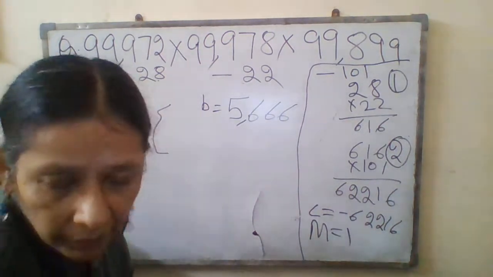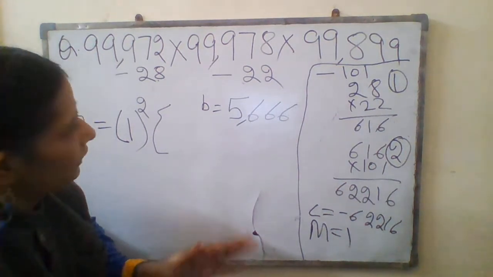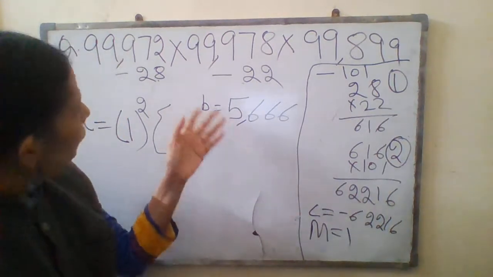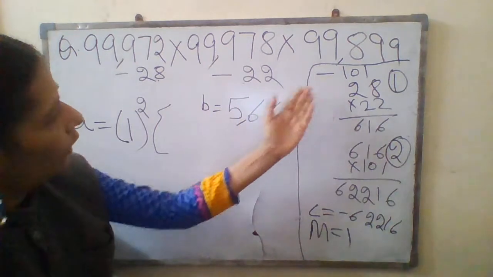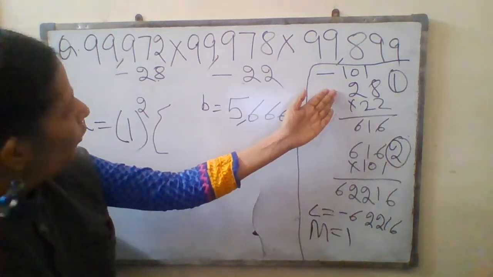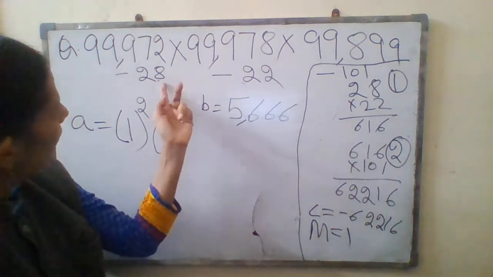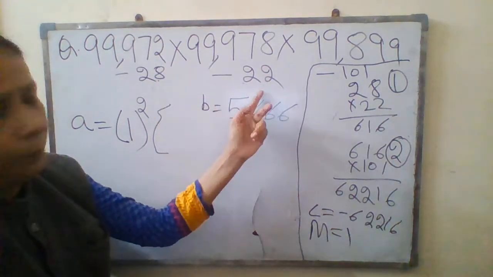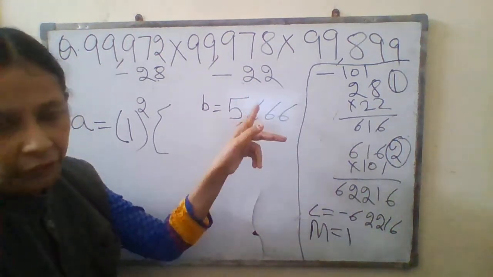Why are we learning Vedic maths? Because in our mind we have to think how we can make our calculation easy. You look at the 3 differences, minus 28, minus 22 and 101. First, if you look at these 2 differences, minus 28 plus minus 22 will be equal to minus 50.